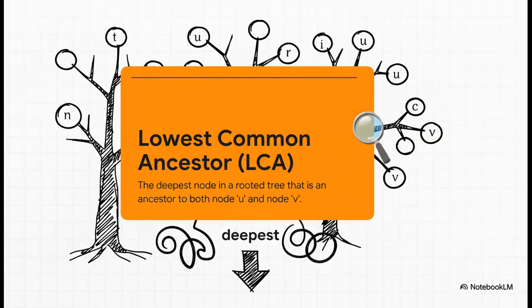about today. So, to put it a bit more formally, the LCA of two nodes, let's call them U and V, is the deepest node in the tree that has both of them somewhere down in its branches. And that word deepest, that's the absolute key. We're not looking for just any old common ancestor. We want the one that's as close as possible to the nodes we started with.